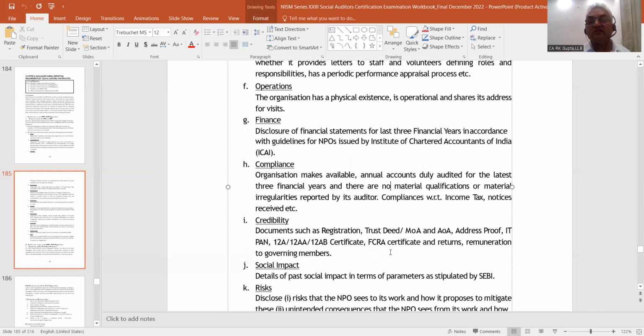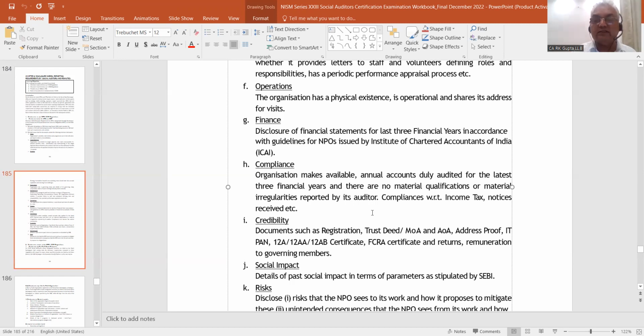Regarding finance, disclosure of financial statements for the last 3 financial years in accordance with guidelines for NPOs issued by the Institute of Chartered Accountants. So we might have to go through those guidelines also for NPOs, which are issued by the Institute of Chartered Accountants.